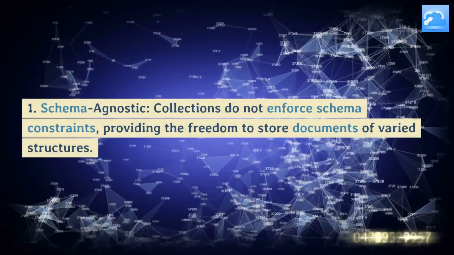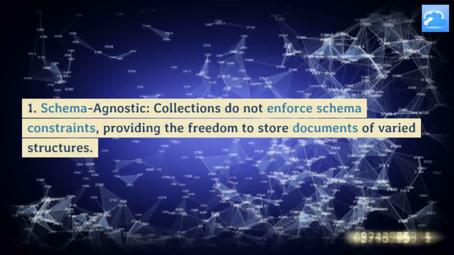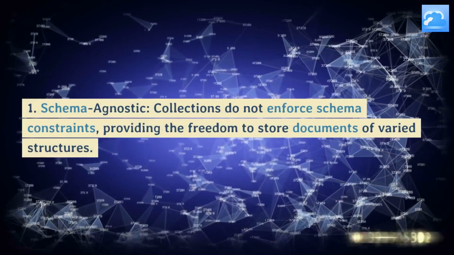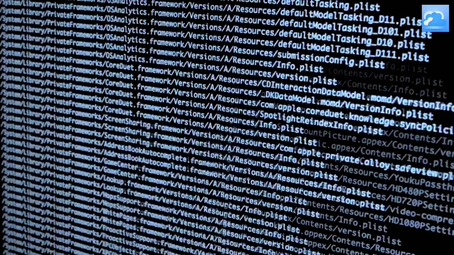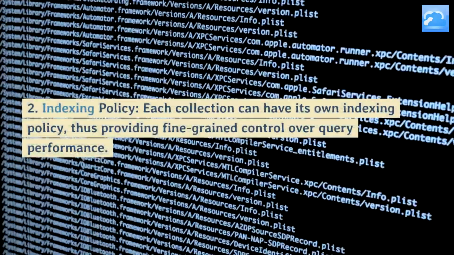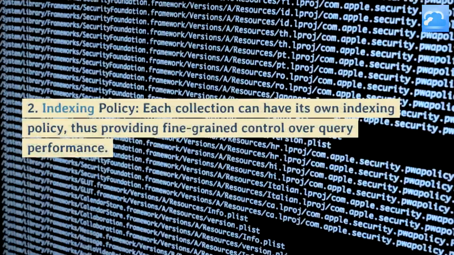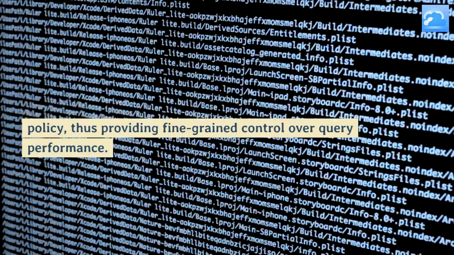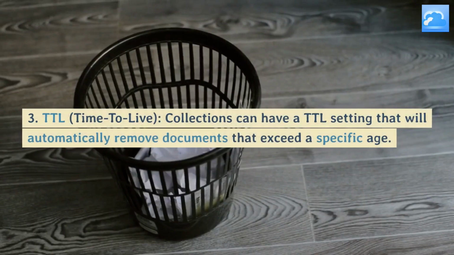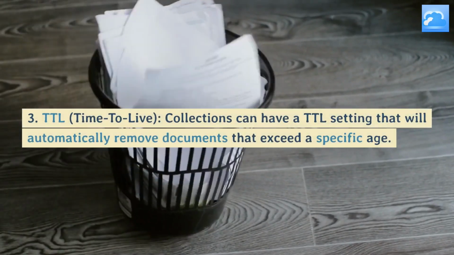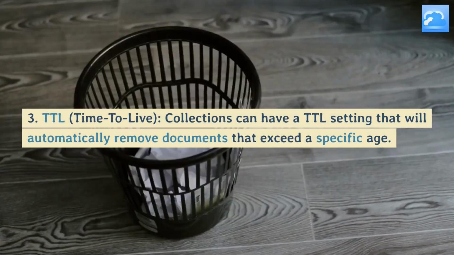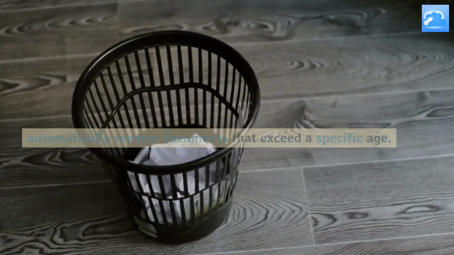1. Schema agnostic. Collections do not enforce schema constraints, providing the freedom to store documents of varied structures. 2. Indexing policy. Each collection can have its own indexing policy, thus providing fine-grained control over query performance. 3. TTL, time to live. Collections can have a TTL setting that will automatically remove documents that exceed a specific age.